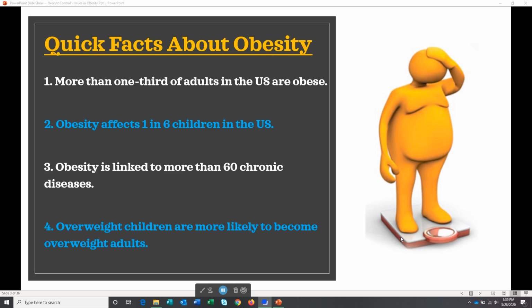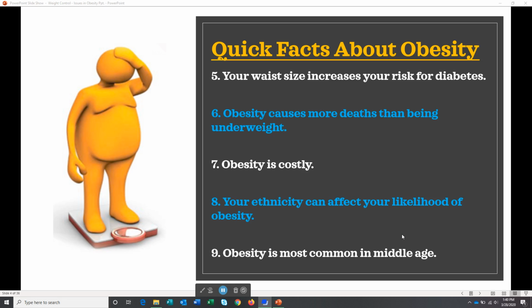Number 5, your waist size increases your risk for diabetes. Researchers found that men with waist circumferences in the highest 10% of measurements were 20 times more likely to develop type 2 diabetes than men whose waist circumferences fell in the lowest 10%. Also, waist measurements may help predict which people with a low or normal weight are more likely to develop diabetes.